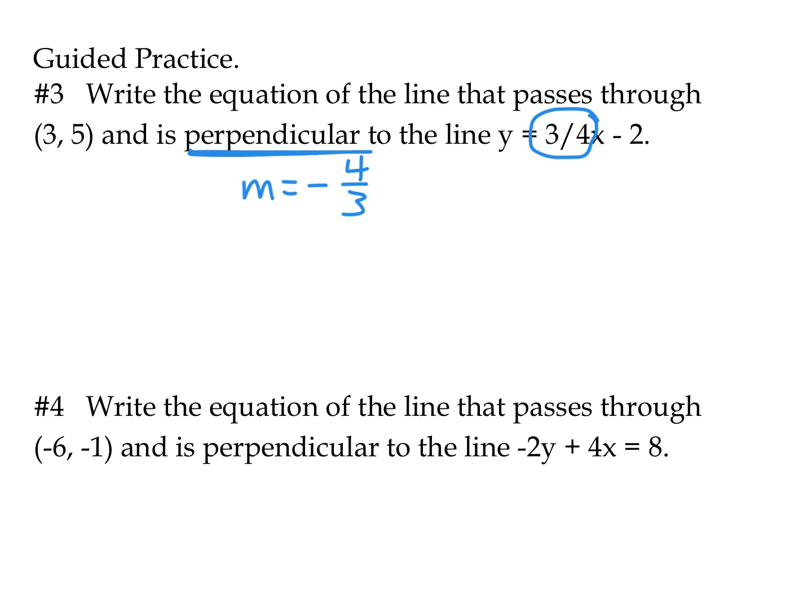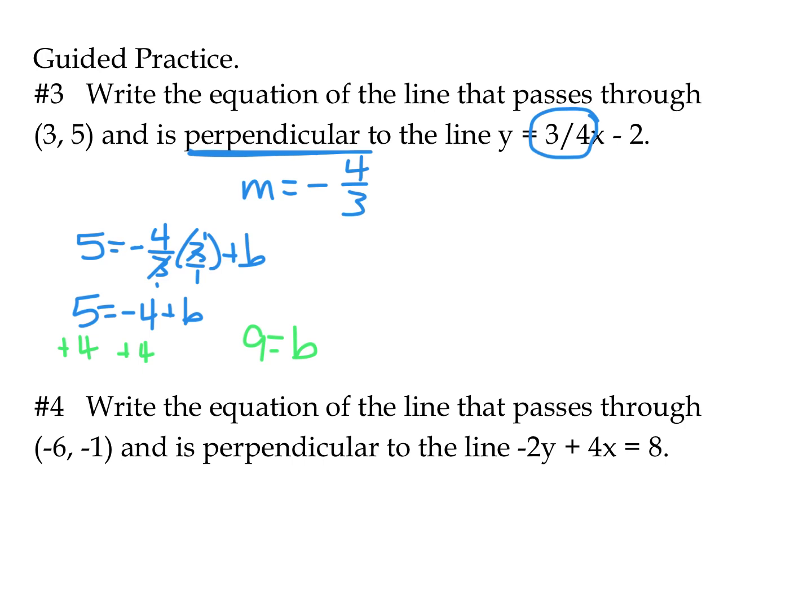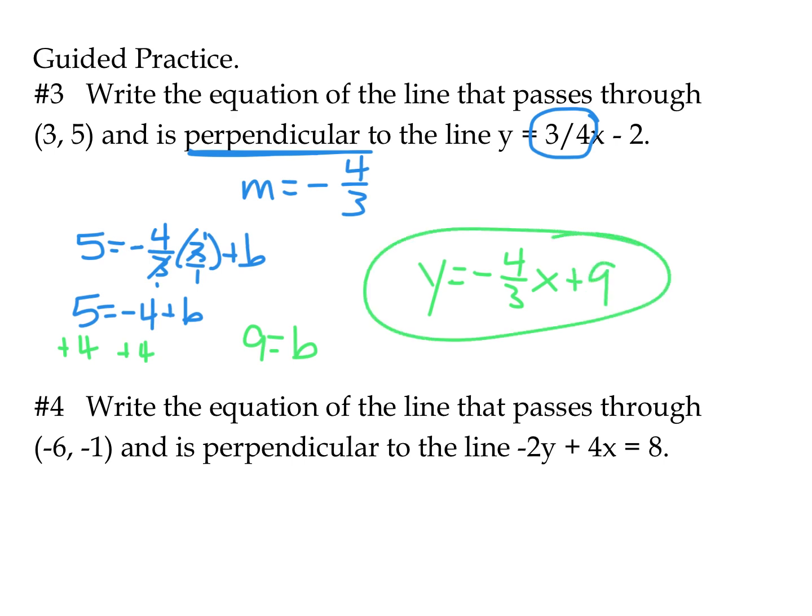Now I can write the equation to solve for b. 5 equals -4 over 3 times 3 plus b. That's 5 equals -4/3 times 3. Look at this, 3 over 1, and those would simplify to 1 and 1. So I have -4 plus b. And then I can add that 4 to both sides, and I get 9 equals b. So my equation would be y equals -4 over 3 x plus 9. And that'd be the equation of the line perpendicular to this one. These slopes are opposite reciprocals, and we can solve for the b value and put that 9 in for the b.